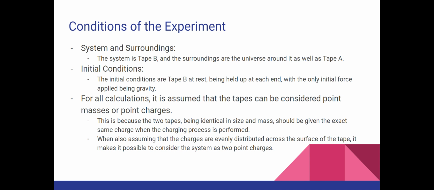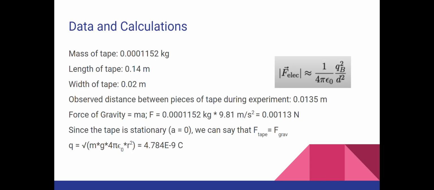Initial conditions. The initial conditions are tape B at rest, being held up at each end with the only initial force applied being gravity. For all calculations, it is assumed that tapes can be considered point masses or point charges. This is because the two tapes, being identical in size and mass, should be given the exact same charge when the charging process is performed. When also assuming that the charges are evenly distributed across the surface of the tape, it makes it possible to consider the system as 2 point charges.